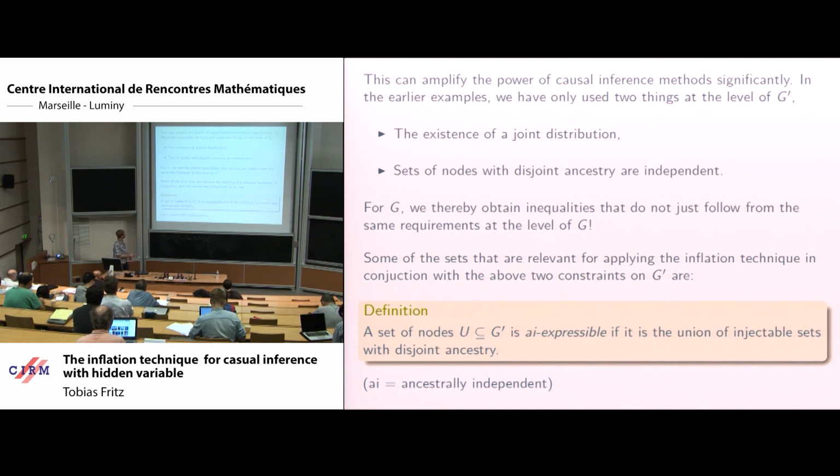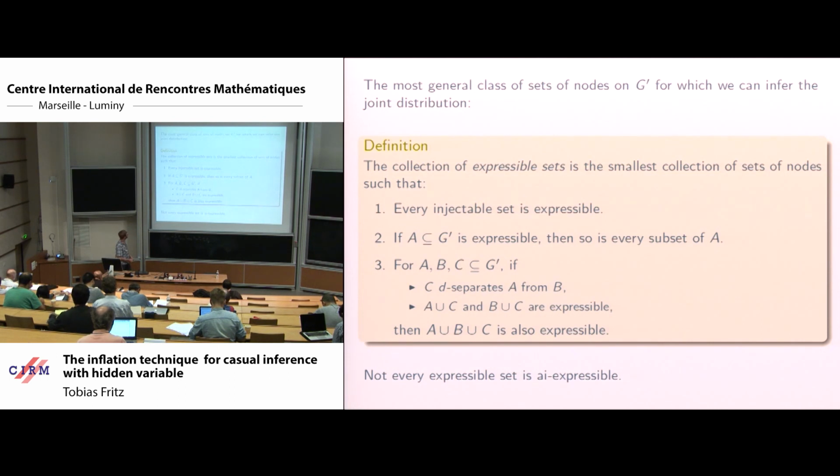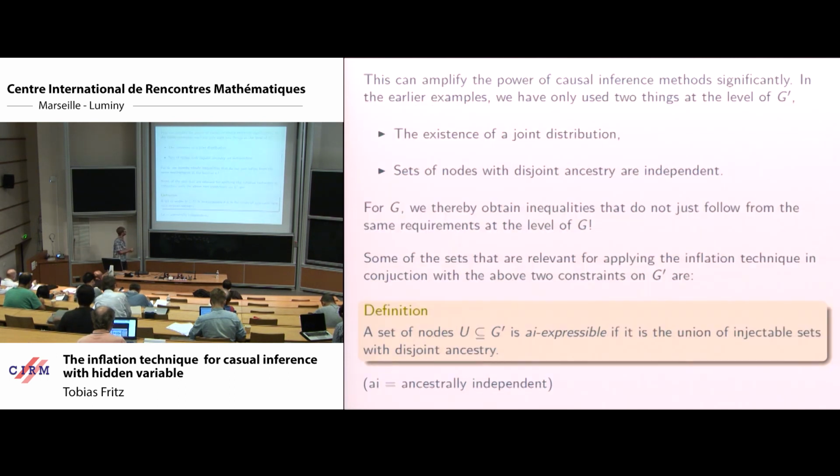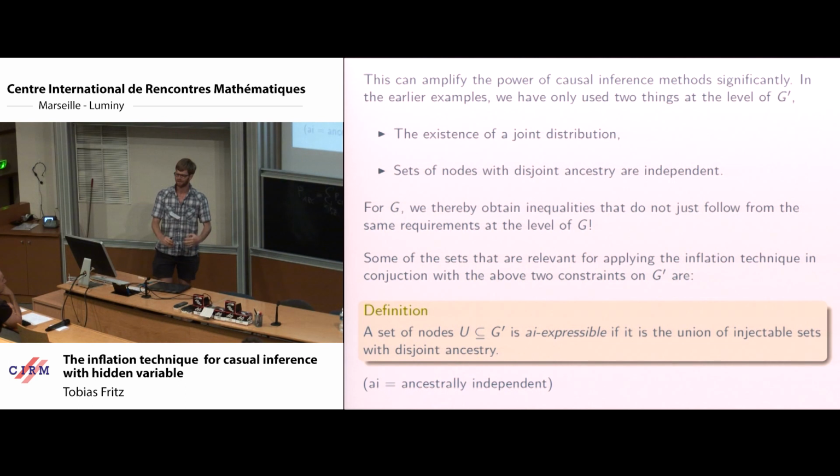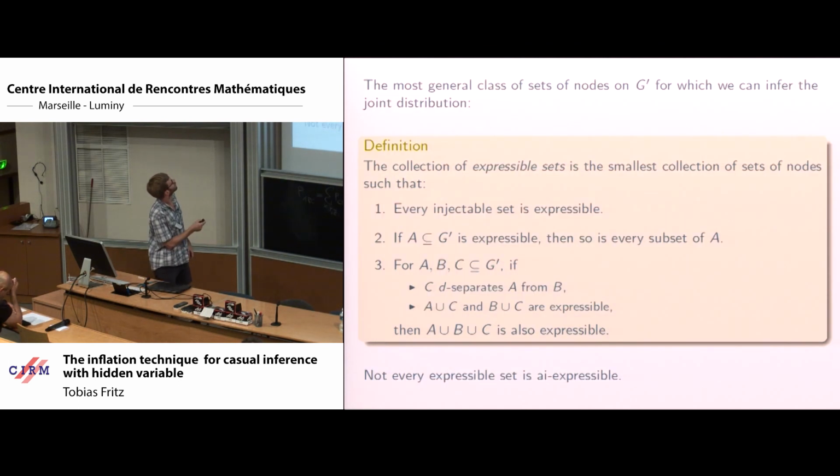There's a more general set, and this is a clumsy term, but the reason for using it is that there's a more general concept of expressible set, of which these are a particular subclass. The expressible sets are precisely those for which one can compute the marginal distribution on this set from the given distributions on the injectable sets. So for example, an injectable set is expressible. We can write down what its joint distribution is.